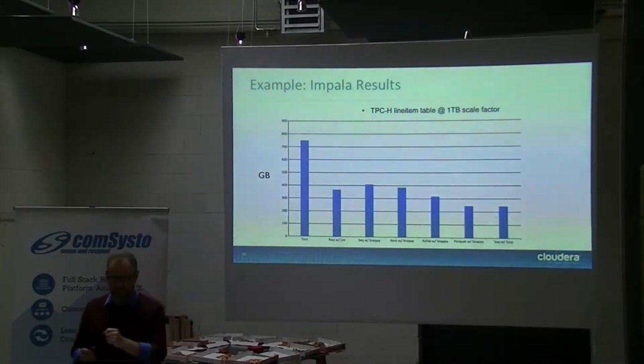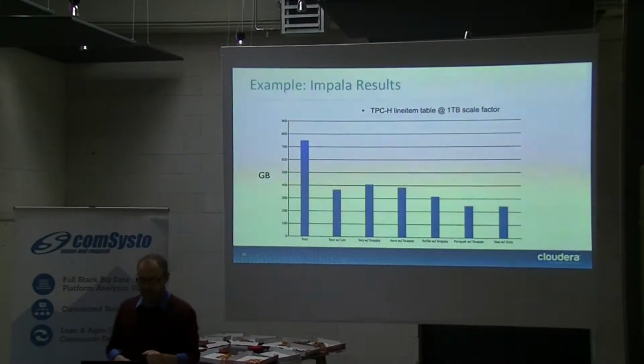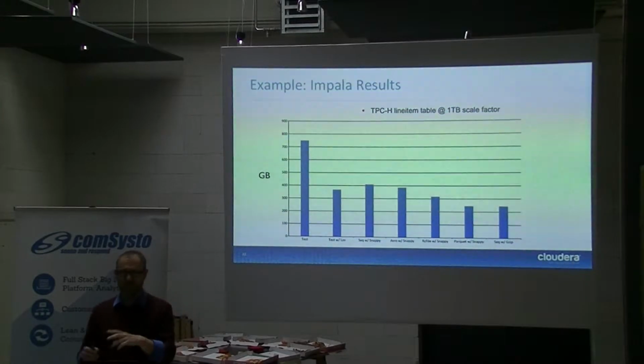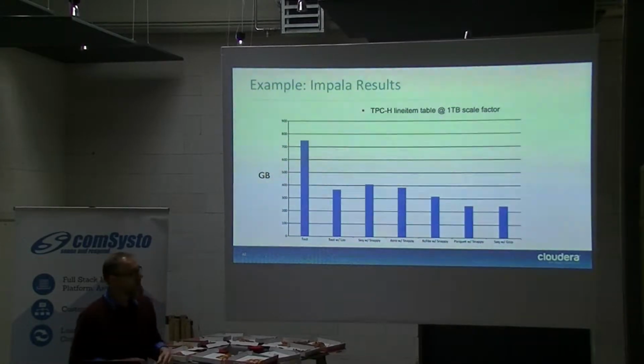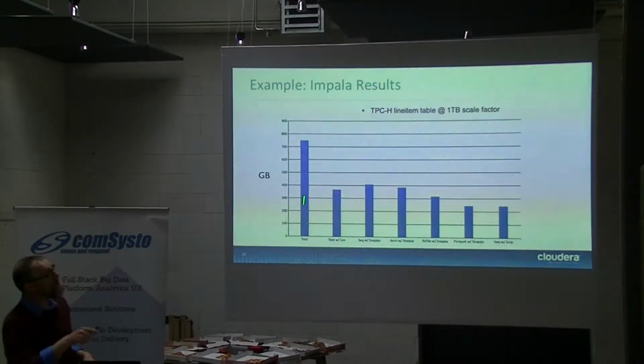Here comes the more interesting part, the comparison between file size and performance. Here's the size. This is a raw text file of 750 gigabytes. That's the original file. That file compressed with LZO is about half the size. Snappy with the sequence file is also about half the size.